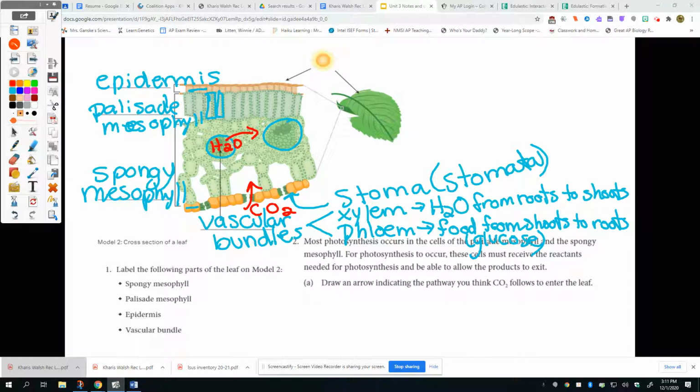And when water evaporates out, remember, it evaporates through a process called transpiration. When the sun hits that leaf, it causes water to heat up, and as water heats up, it evaporates out and leaves as a gas through the stoma. It can't just leave, it has to have an opening, so it leaves through the stoma through transpiration.